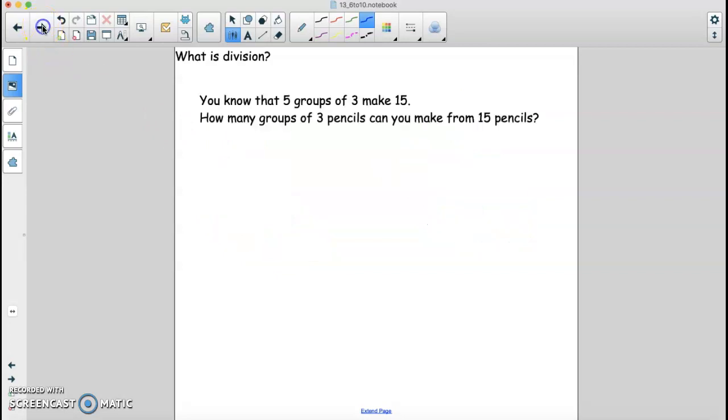All right, let's move on to division. What is division? We think of division as being equal shares, and we're sharing it equally to all of the people. Now you know that the 5 groups of 3 make 15. So what she's saying here is that 5 groups of 3, 5 times 3 actually equals 15. You know that because I can count 5, 10, 15.